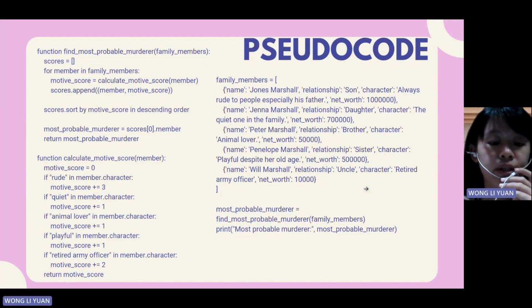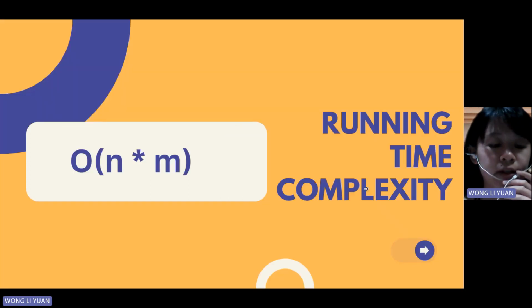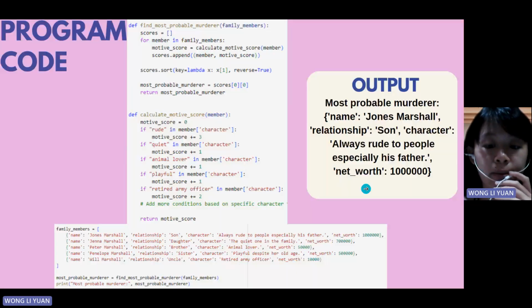Here is the pseudocode of the character-based motive analysis. The time complexity for this algorithm is O(n*m). Here is the program code. Its output shows that George Masha, his son, is the most probable murderer.